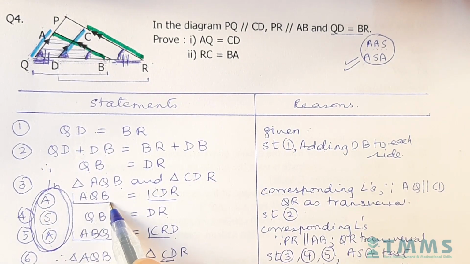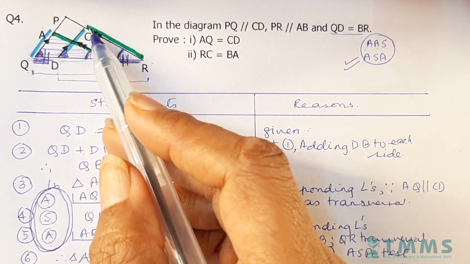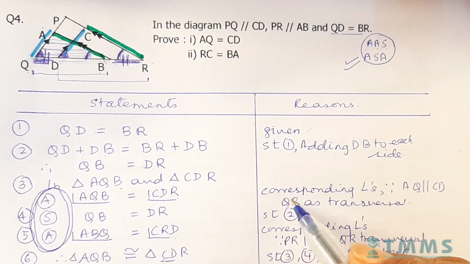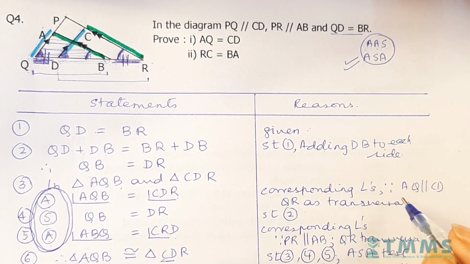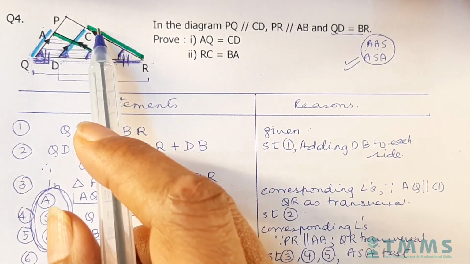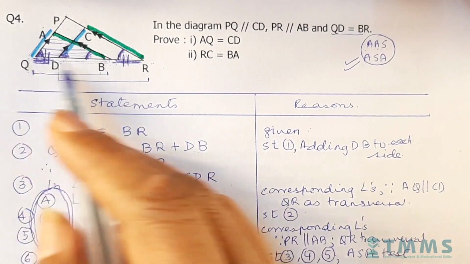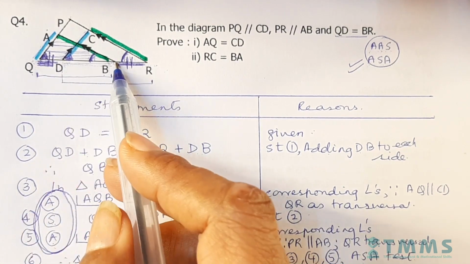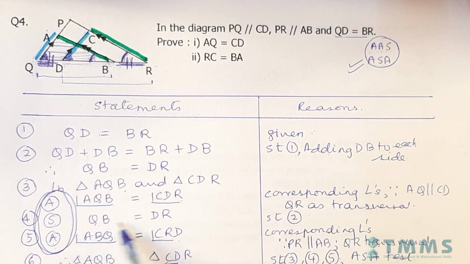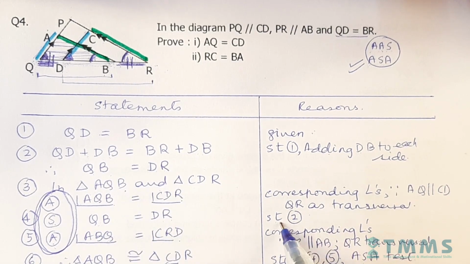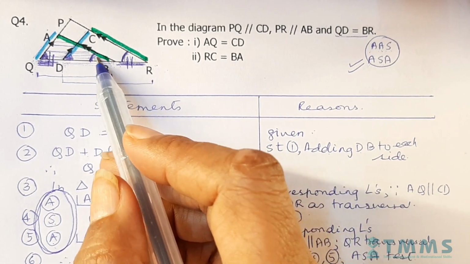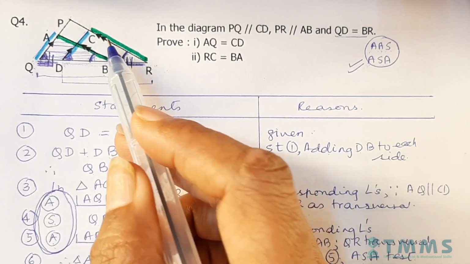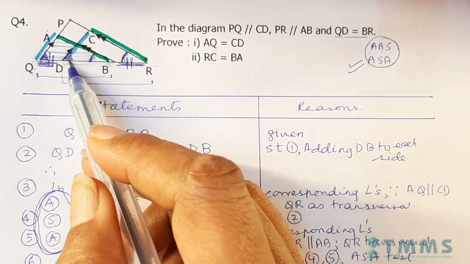Okay, so we are writing this angle, which is angle AQB. So angle AQB equal to this angle, which is angle CDR. And what are they? They are corresponding angles, since AQ is parallel to CD and QR is the transversal. Now, next comes the side, QB and DR. So we write this exactly the same as this. We write statement 2. And the third angle is this, angle ABQ equal to angle CRD.